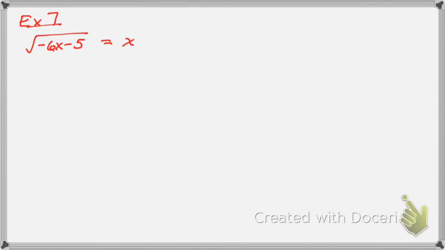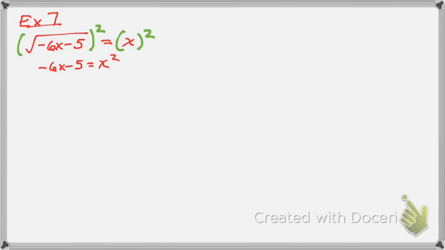Now, once again, this is definitely one you're going to want to check. You've got a variable on one side, you've got a root on the other side, so we'll definitely be checking this one. Okay, what should I do? Square both sides to get rid of the root. To get rid of a square root, you need a square. So if I square a square root, I end up with negative 6x minus 5 equals x squared.